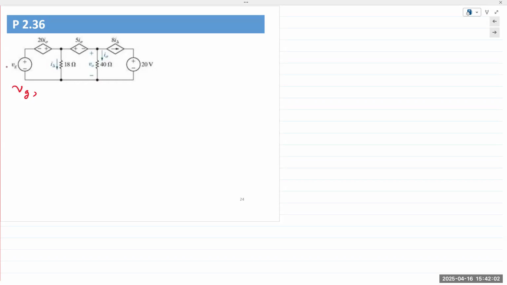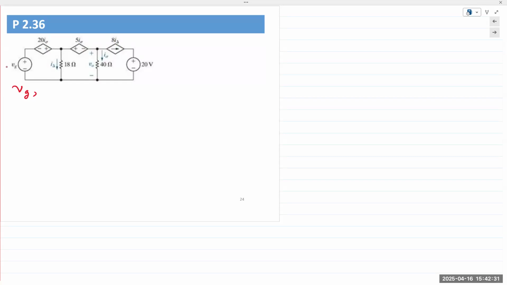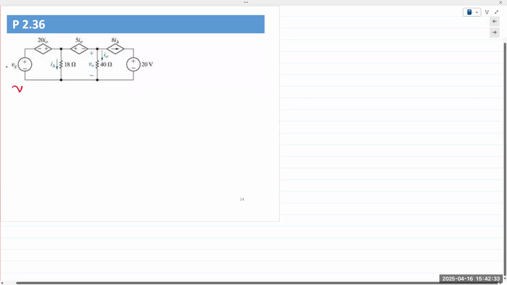All right, so this is I sigma. It's a Greek letter, and I sigma is right here. And then you have I delta right here. So these voltage sources and current sources are dependent on these two currents going through the 18 ohm and the 40 ohm resistor. And so the value of the voltage source VG is given, and the far right voltage source is also given.